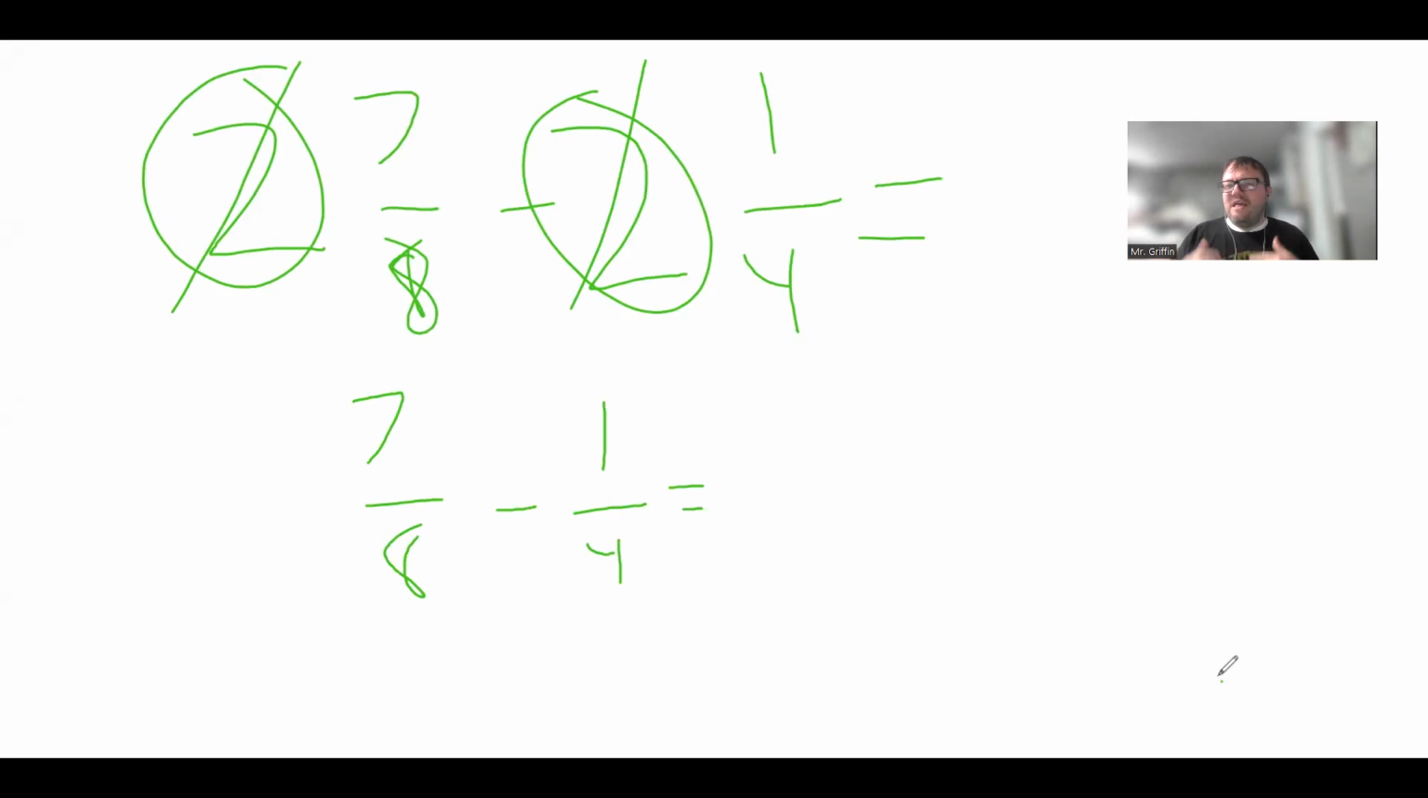Now 7/8, think about how much closer 7/8 is to 1 whole. Is that closer to 1 whole or close to 1/2? I'll give you a few seconds to think about it. Yeah, it's closer to 1 whole because one more is 8/8. So we're going to do 1 whole. And then we just talked about 1/4 a moment ago being closest to 1/2. So 1 minus 1/2 is 1/2. Okay, so you have 1/2 remaining.